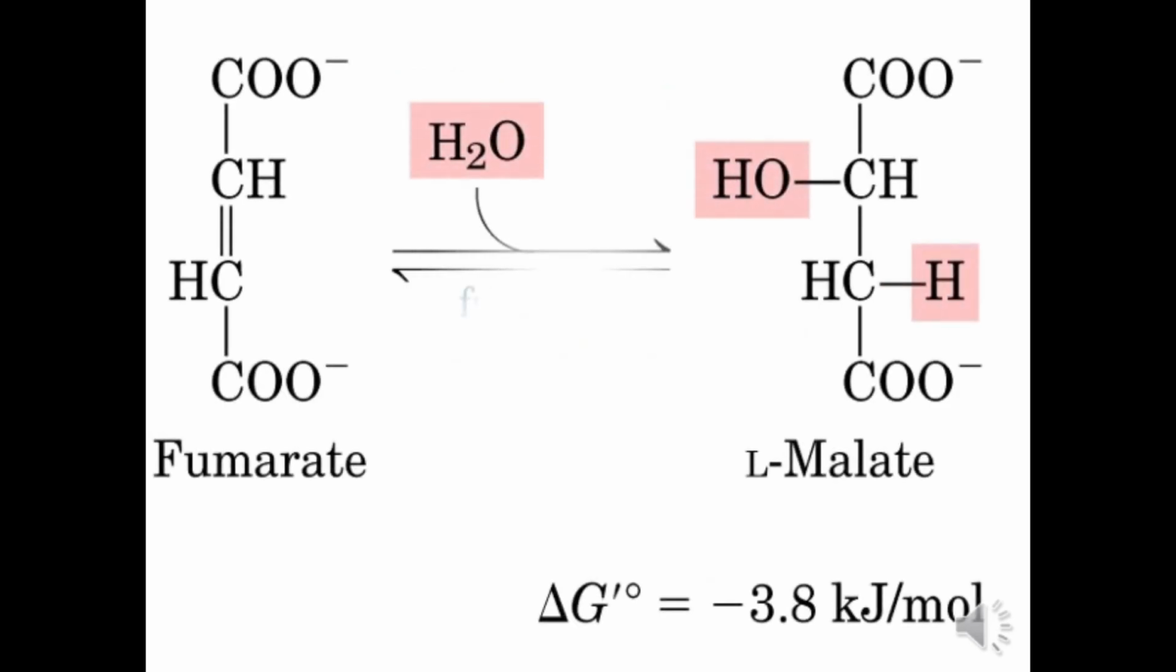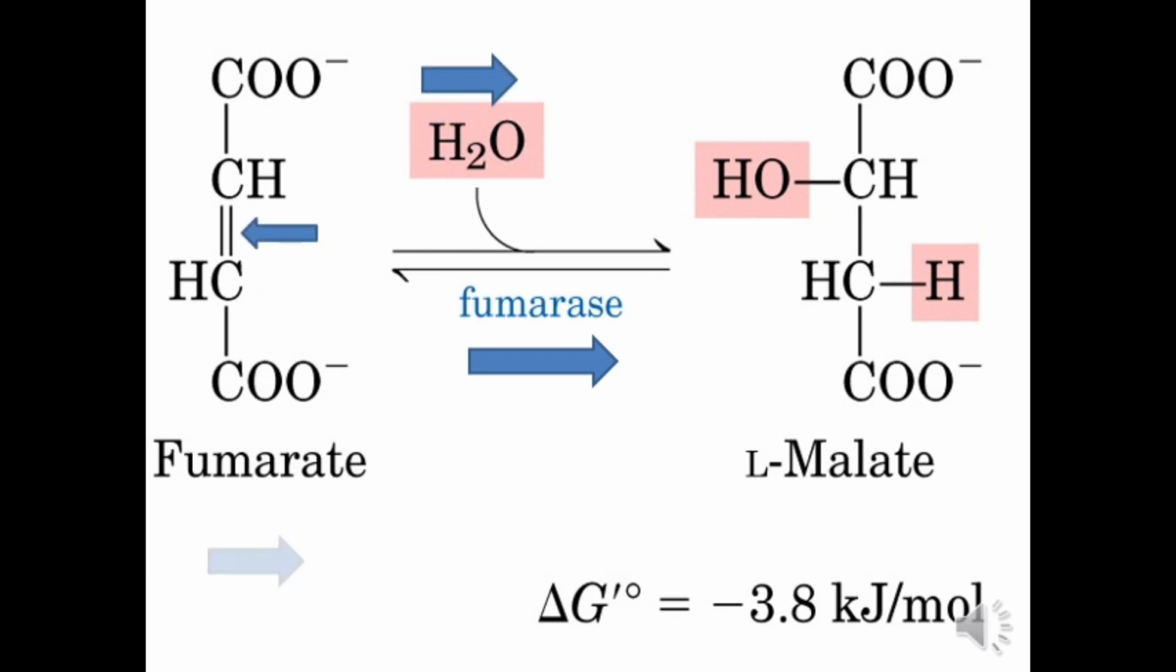In reaction 7, fumarase or fumarate hydratase catalyzes the addition of water across the double bond of fumarate. Here in fumarate there is a double bond between carbon 2 and carbon 3. This enzyme adds water to break the double bond and form malate, which contains a hydroxyl group at position 2 and hydrogen at position 3.